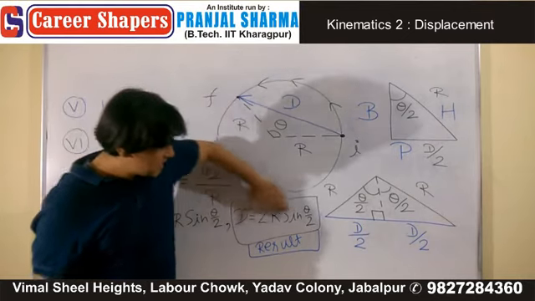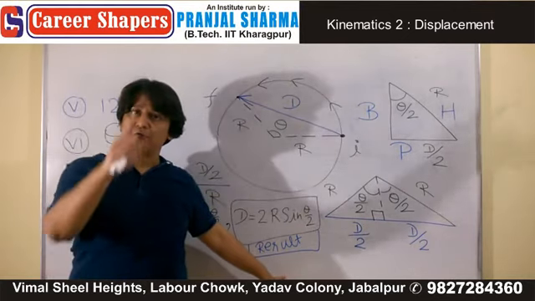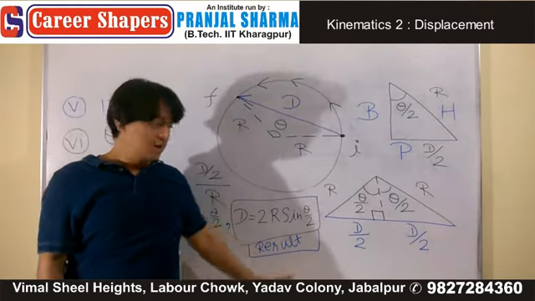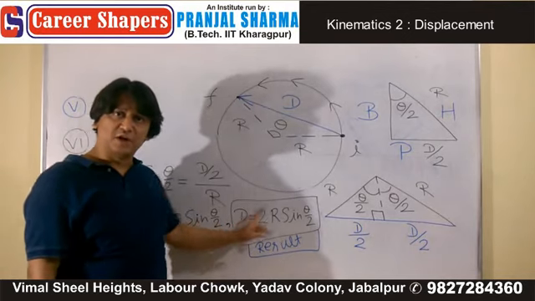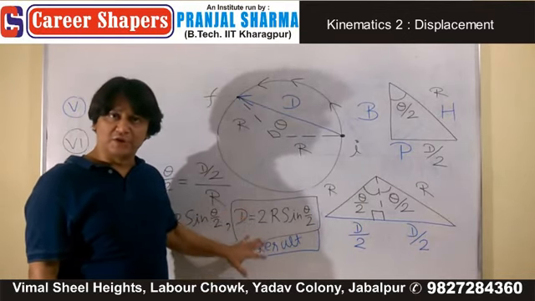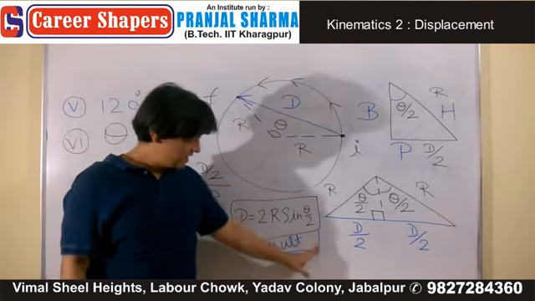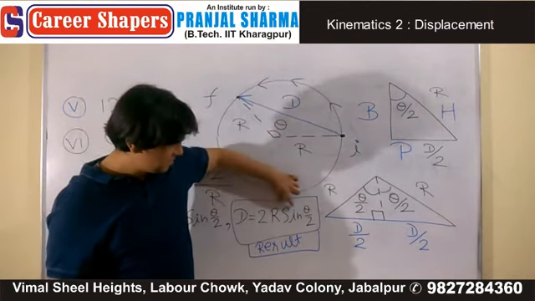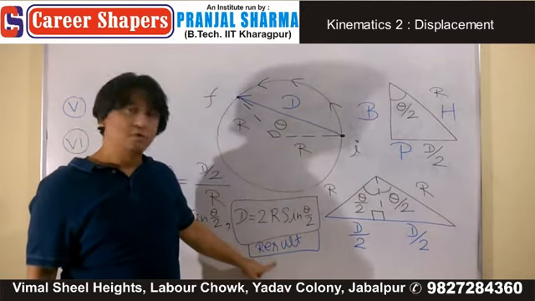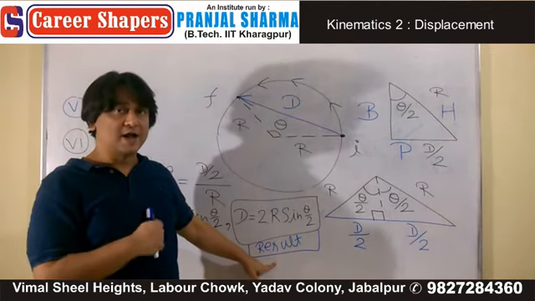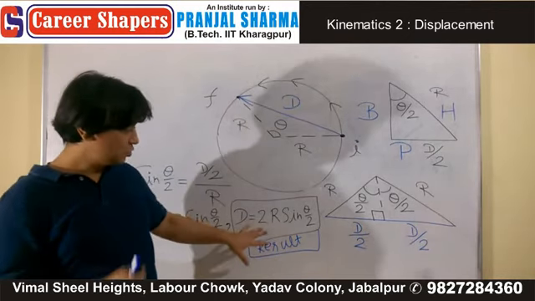This type of thing will be called from now on a result. And whenever I give you something like this, you will remember these things. In the same form, D is coming 2R sine theta by 2. Write down the result. And how does it help us? We'll see that. First, note down this.